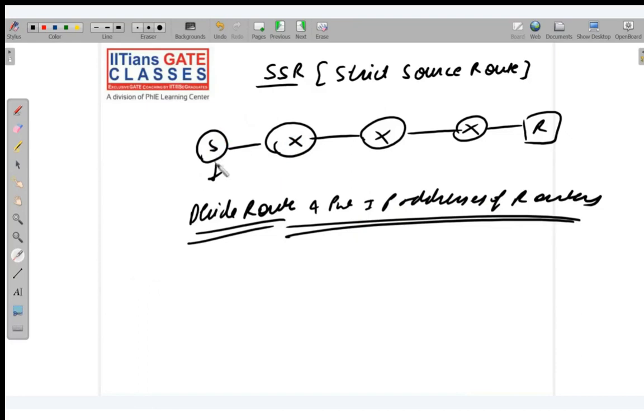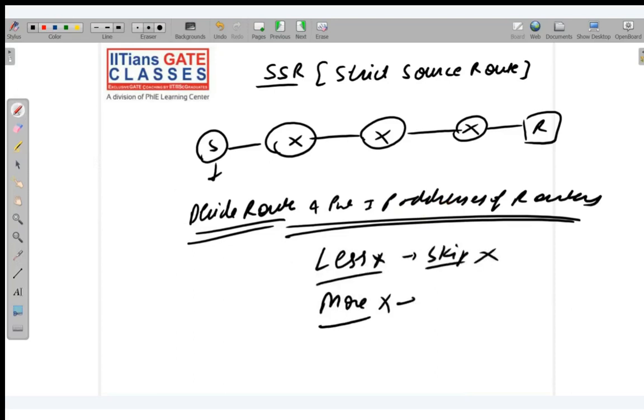So it's very simple. The sender is deciding the route. It will put the IP addresses of all the routers, so all those routers must be visited by the packet. But neither less nor more. Less is not allowed, more is also not allowed. Less means you cannot skip any router; skipping is not allowed. More means you cannot visit any extra router.